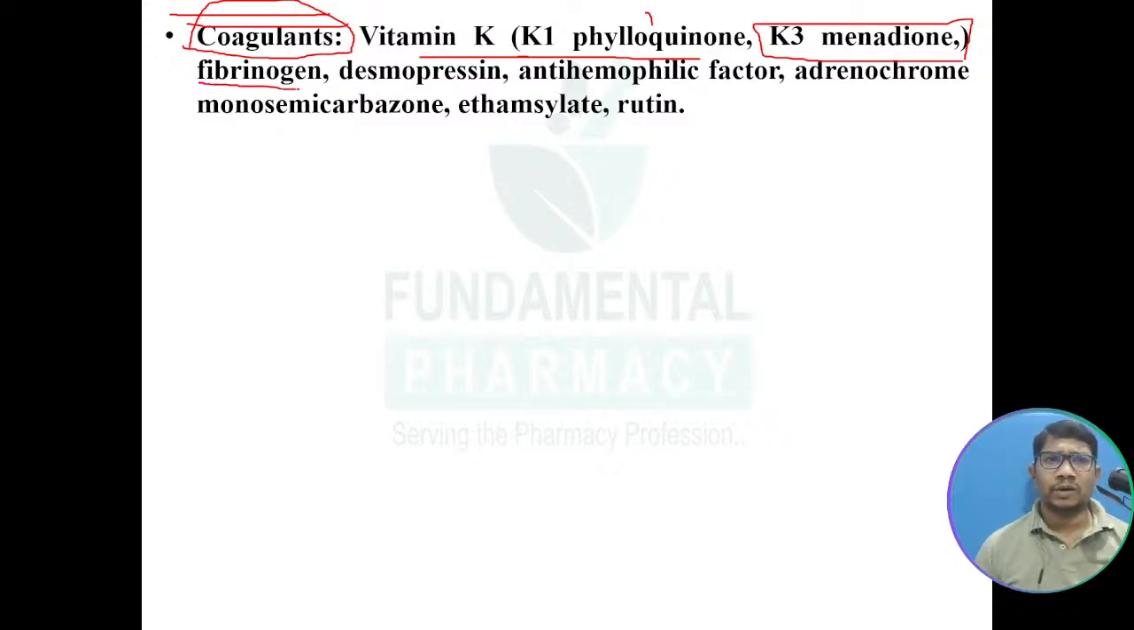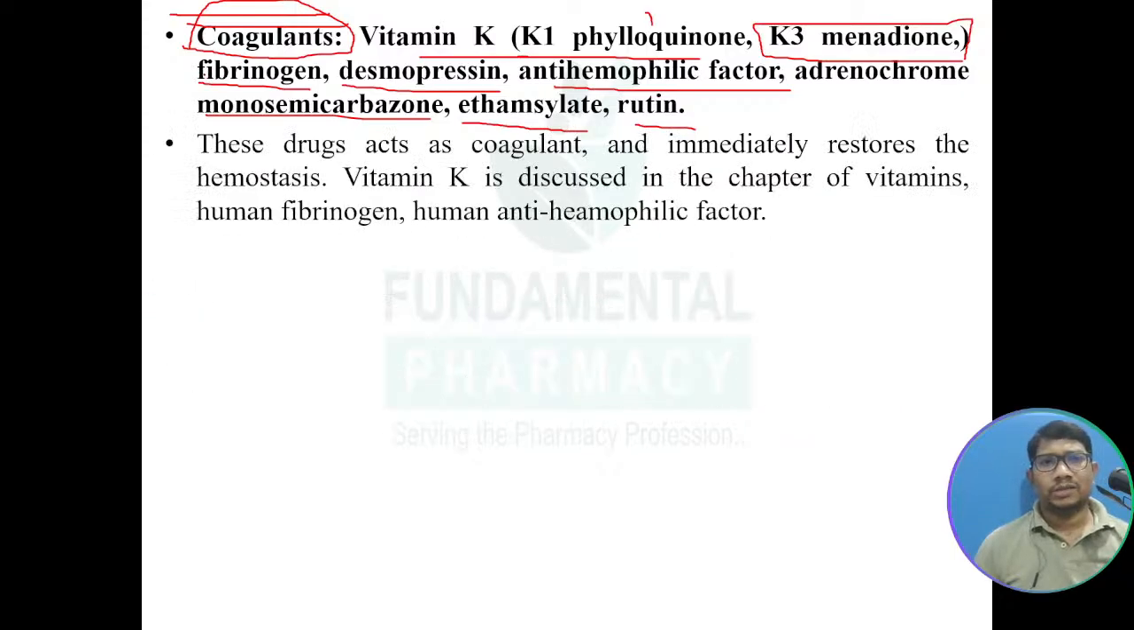Fibrinogen is a blood clotting factor. Desmopressin is also important for coagulation. Then anti-hemophilic factor, adrenochrome monosemicarbazone, and ethamsylate are drugs. Rutin is a glycoside from plants. These are the drugs which help the blood to coagulate. Okay? These drugs act as coagulants, and immediately they restore hemostasis.